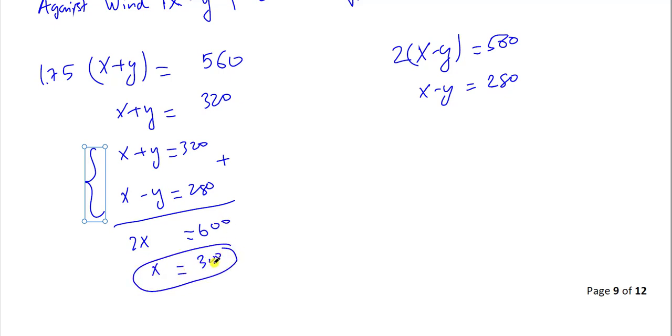Once you figure out x to be 300, we can use either of the two equations right here to solve for y, and y should be 320 subtract x, which is 300. So 320 subtract 300, that is 20. So the speed of the plane is 300 miles per hour. The speed of the wind is 20 miles per hour.